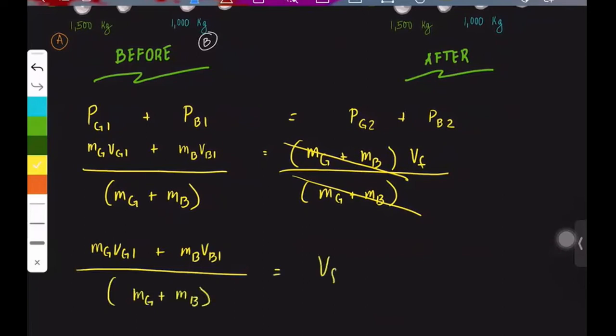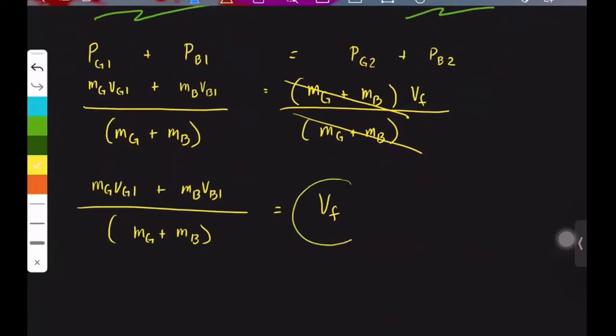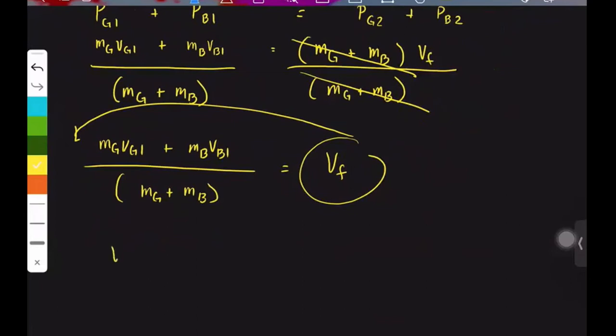equals the final velocity. So just like what I said in the previous video, all we need to do is arrange this so that it will be acceptable in the mathematics world. So very simple. We simply exchange their positions. So in this case, we have now the v sub f is equal to mg v g1 plus mb v b1 over mg plus mb.